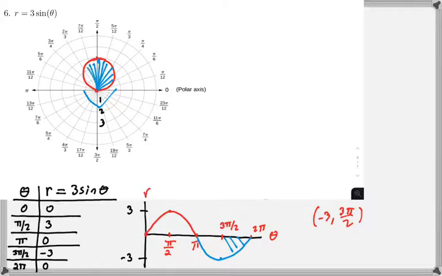And so it's actually going to retrace itself, and it only took pi units to complete this full graph, and it looks pretty much like a circle. So let's figure out what it looks like in rectangular form.